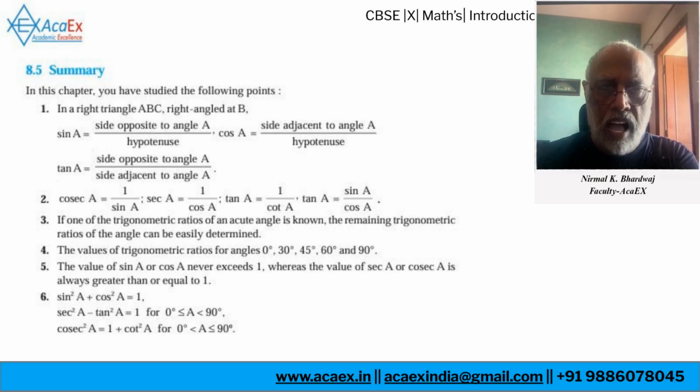The specific values of trigonometric ratios for angles 0 degrees, 30 degrees, 45 degrees, 60 degrees, and 90 degrees. The value of sin A or cos A never exceeds 1, while sec A or cosec A is always greater than or equal to 1. The three Pythagorean identities: sin squared A plus cos squared A equals 1, sec squared A minus tan squared A equals 1, and cosec squared A equals 1 plus cot squared A.